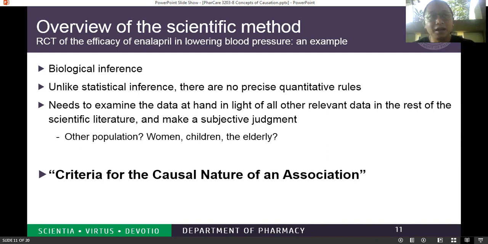His article is published in Nature, and he has some other articles that are also published in Nature. Okay, and there are some criteria that have to be fulfilled to make a causation, or to draw a conclusion of causal associations.